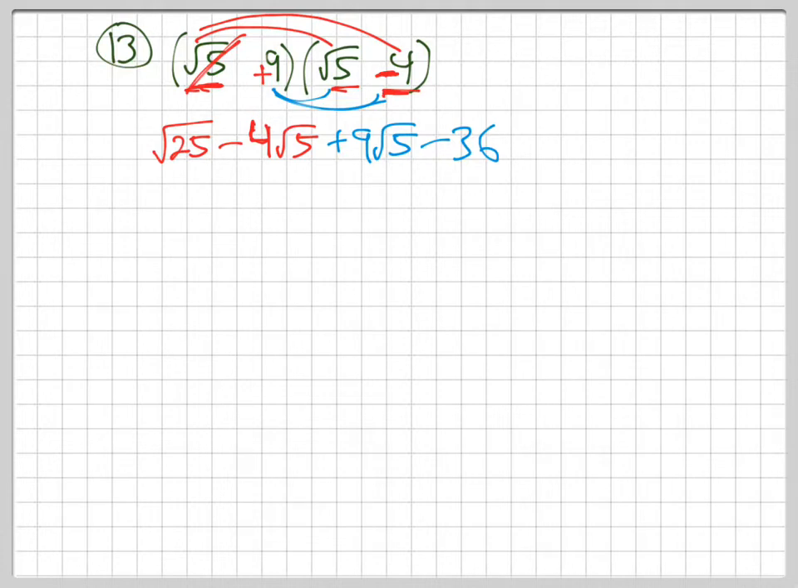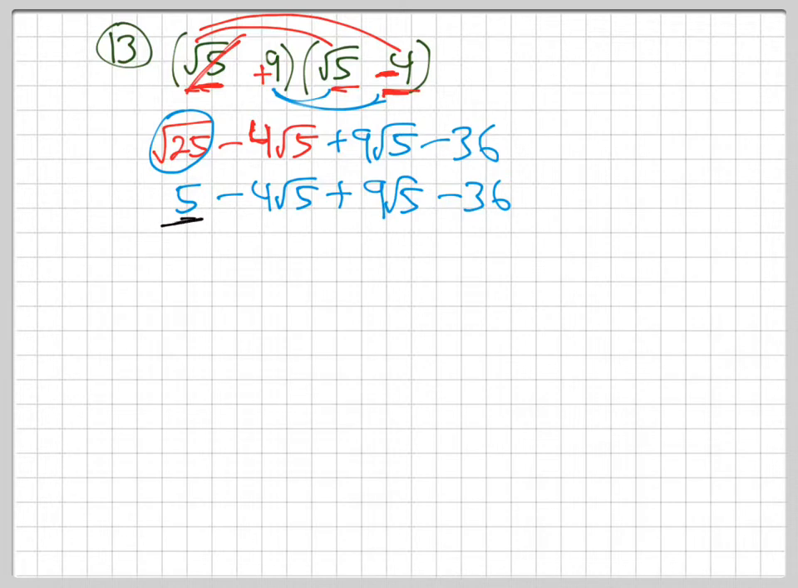Now, can we do any more? What is the square root of 25? That's just plain old 5, isn't it? Good so far? Now, one more step. 5 and minus 36, those can combine, can't they? They're just plain old normal numbers, no roots or anything. So just 5, take away 36. You can use a calculator if you want to. It's going to be negative 31.